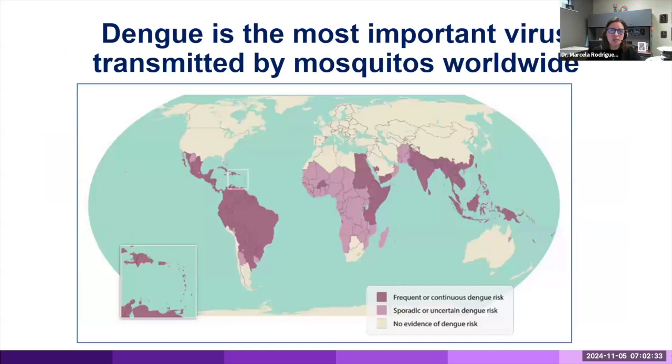So dengue is the most important virus transmitted by mosquitoes worldwide. This is a map showing the global distribution of dengue. And I just want to highlight that there are countries with high seroprevalence, which means more than 60% of dengue. And these are areas such as Southeast Asia, the Americas.